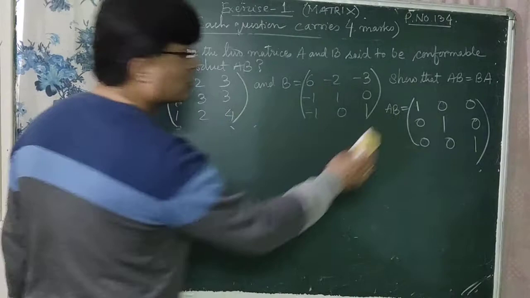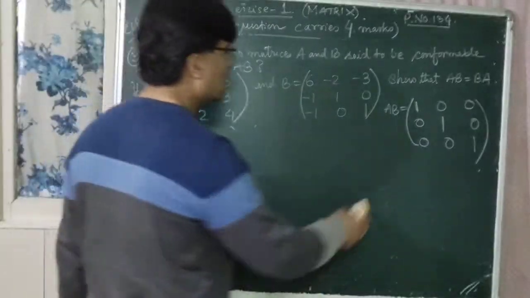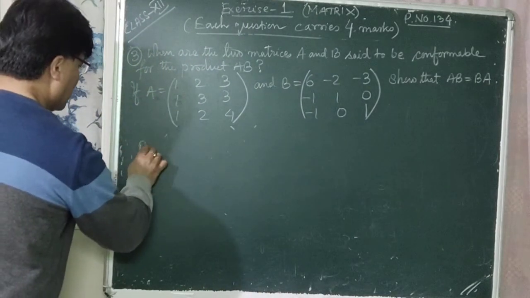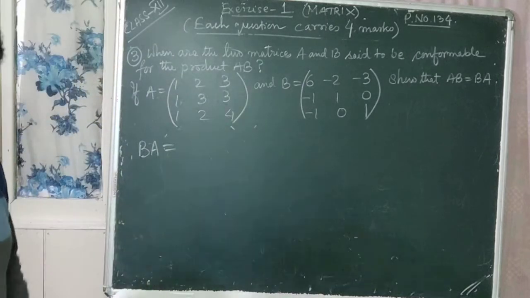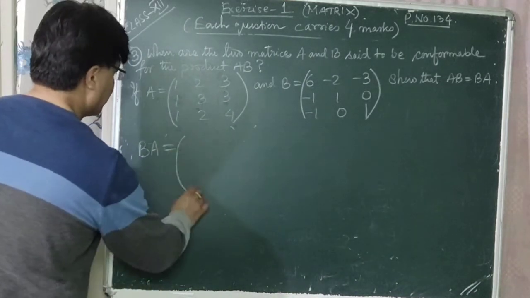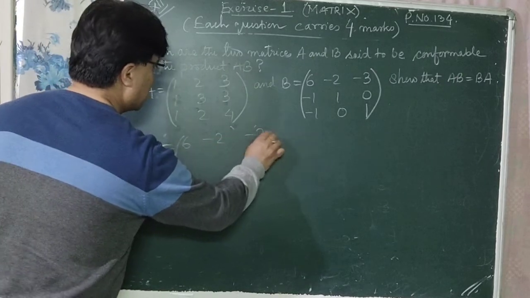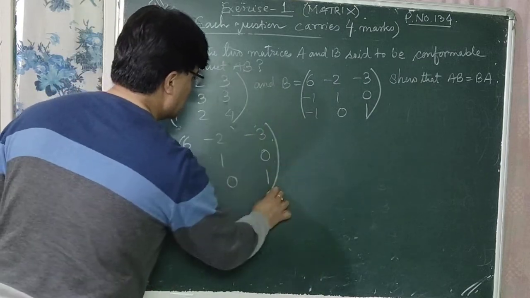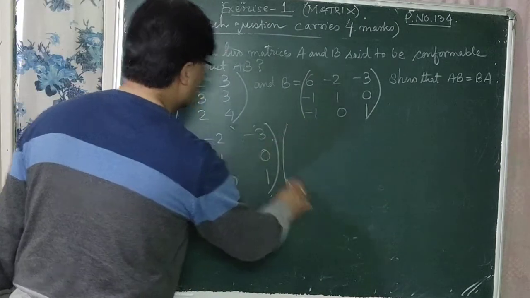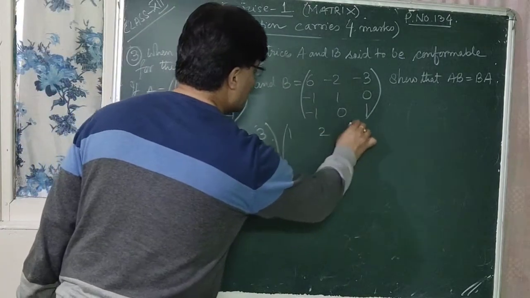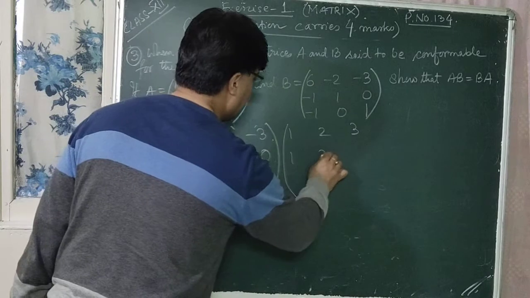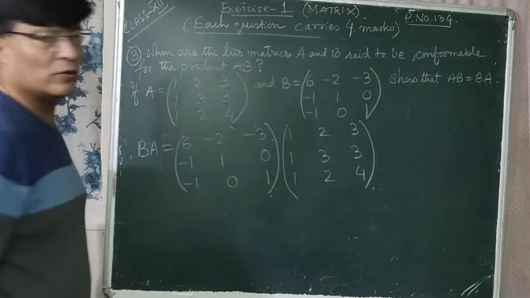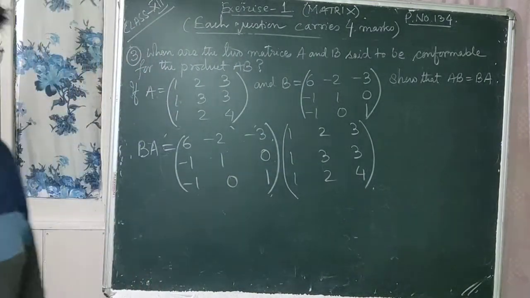And you have to prove that BA is also the identity matrix, 1 0 0, 0 1 0, 0 0 1, right? So let us find out BA now. Therefore, BA is equal to, let us write B first. It is 6 minus 2 minus 3, next, minus 1 1 0, next, minus 1 0 1. This is your B. What is A out here? Write down 1 2 3, 1 3 3, and the third row is 1 2 4. So let us multiply these two matrices now.